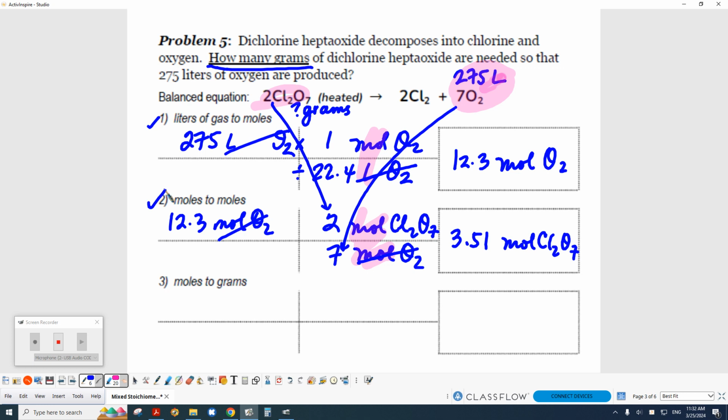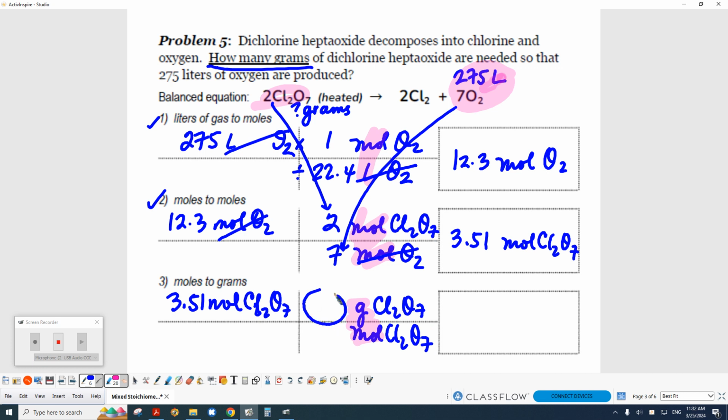Let's take a look at the final step. Take that answer, 3.51 moles of Cl2O7, dichlorine heptaoxide, and we put moles of Cl2O7 on the bottom. Why? So that we can cancel those out. And on the top, we place grams of dichlorine heptaoxide. And whenever we're converting from moles to grams, we realize that we will need to calculate the molar mass. That's what this number will be.